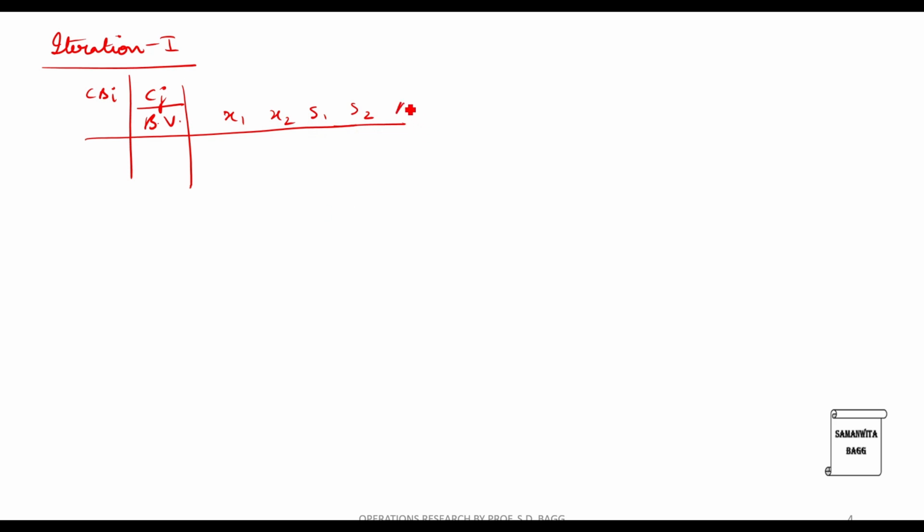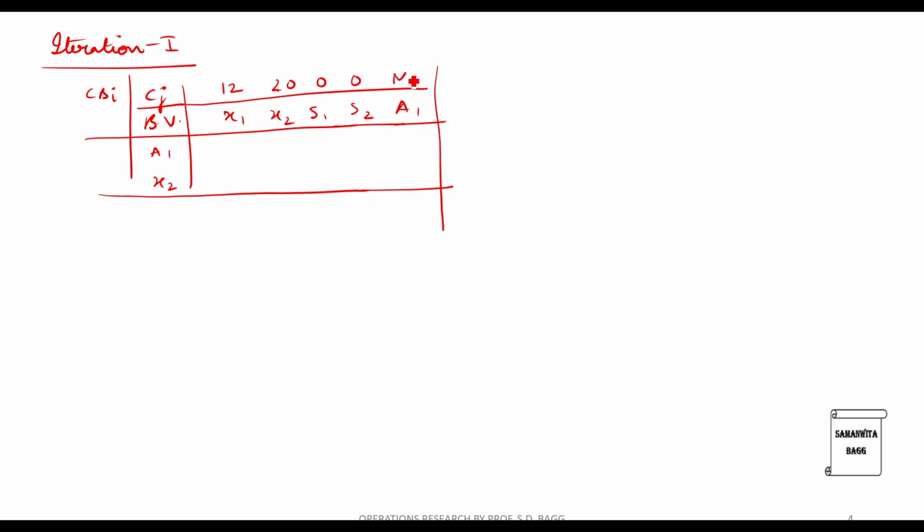Since A2 has left the solution, I will only write till A1. So here I'll write down A1, and instead of A2, I'll write X2. Then I'll write their coefficients from the equation of Z. This is 12, 20, 0, 0 and M. This is M and this is 20.